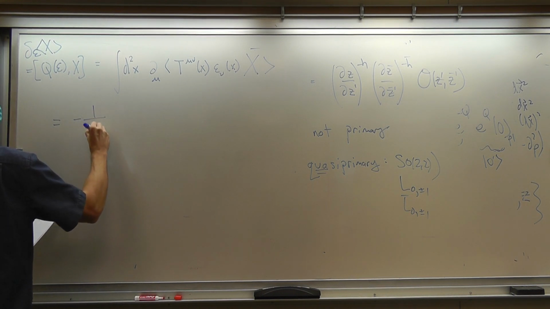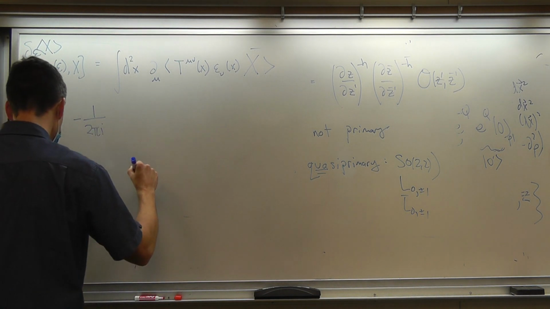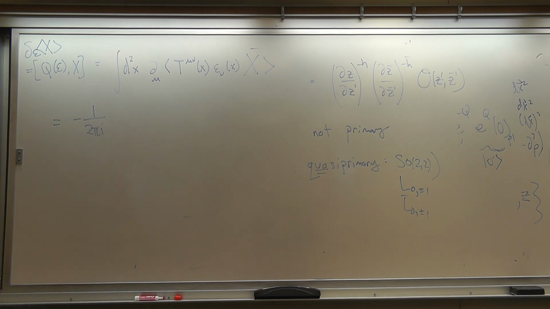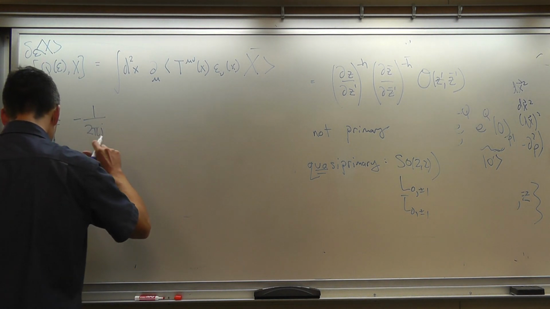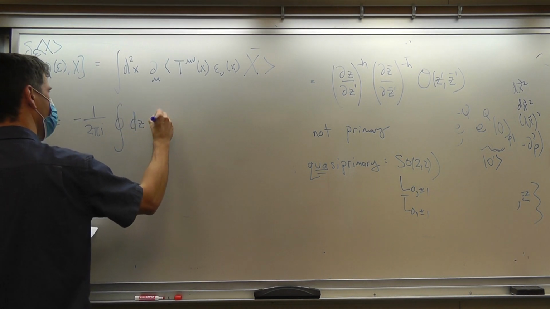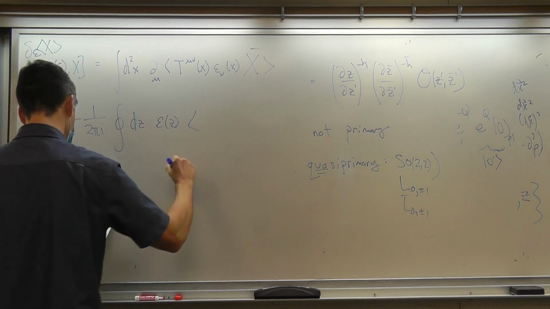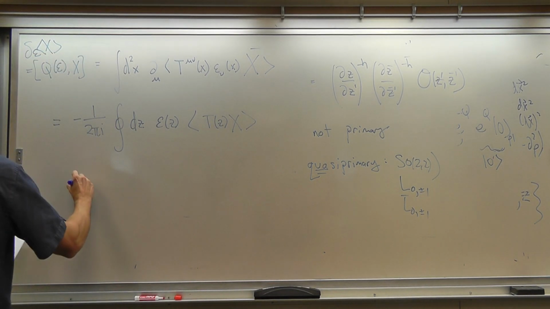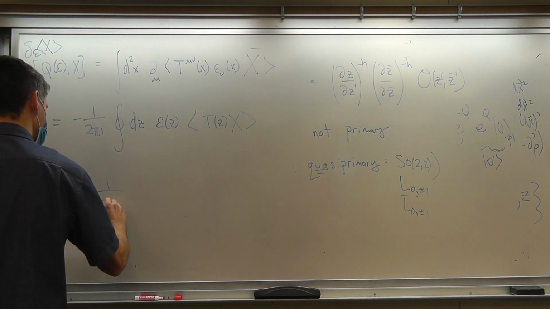So this is minus 1 over 2 pi i. I think actually I was missing some 1 over 2 pi's in my definition of the charge. Yes, I was. Sorry, because T is 2 pi T_zz, so then you have to divide by the 2 pi when you write the charge. So the true expression with all the coefficients in it is this one: integral dz, epsilon of z, T of z, X, plus the one with bars.